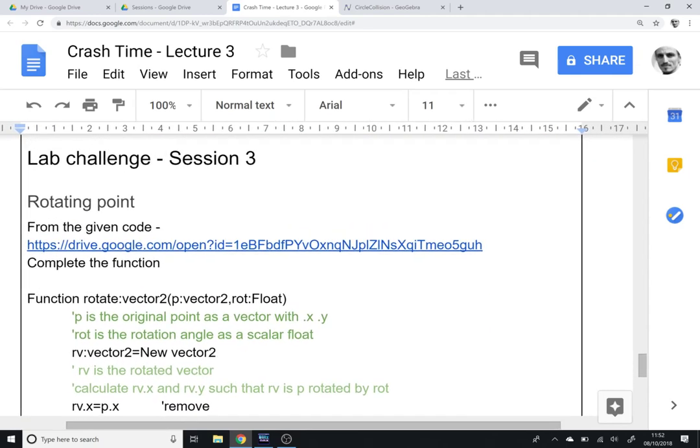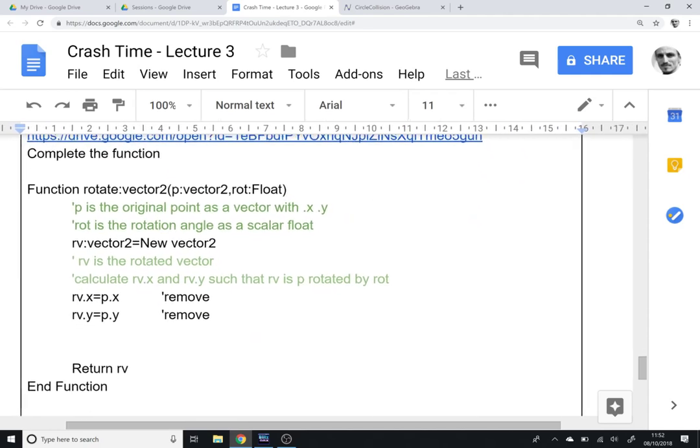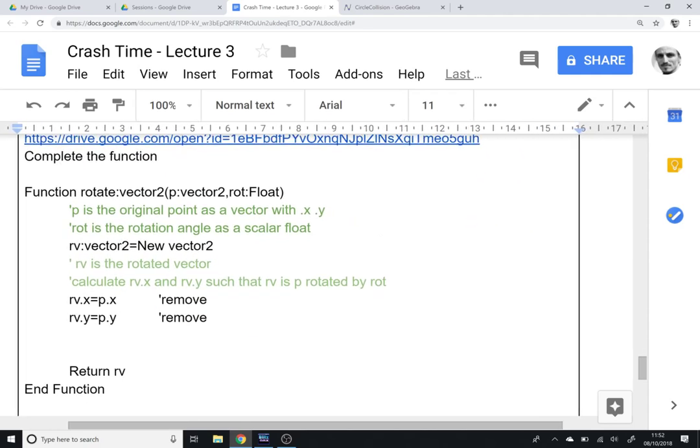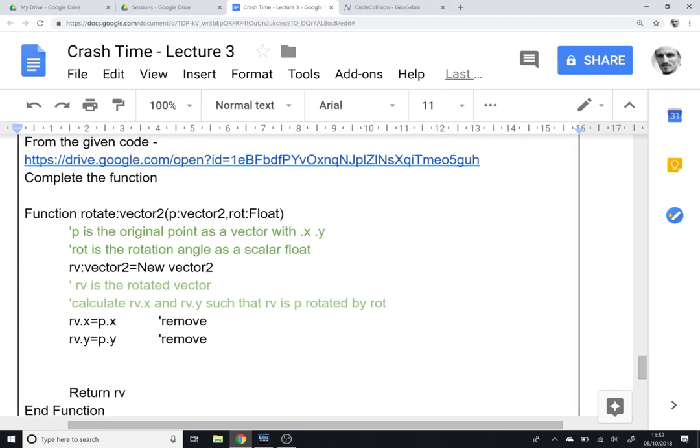There's the lab challenge. From the given code, complete the function. Oh, there's the link. I knew I'd put it in somewhere. In the code, there is a function, rotate vector, which returns a vector 2. This is the function, this is what it's called, and this is what it returns. What you provide with it is a vector and a float. So you give it a point and an angle, and then you work out the new point based on its rotation, using the formula that we've just done.